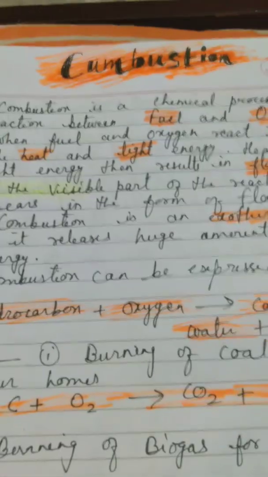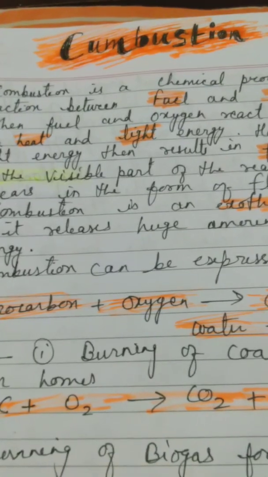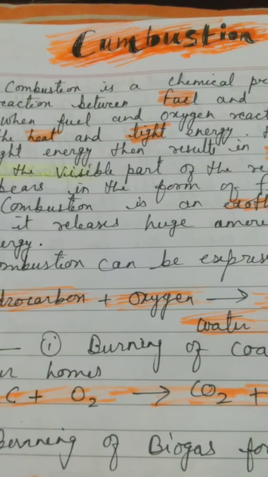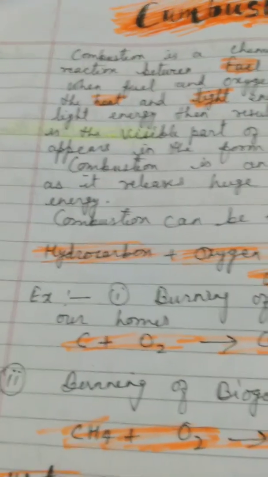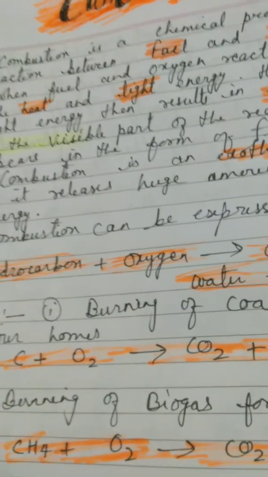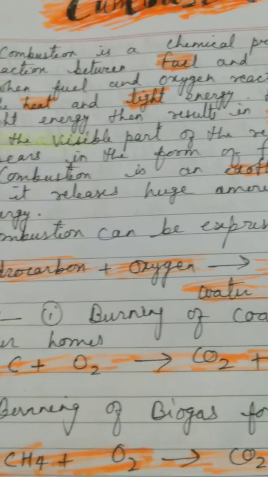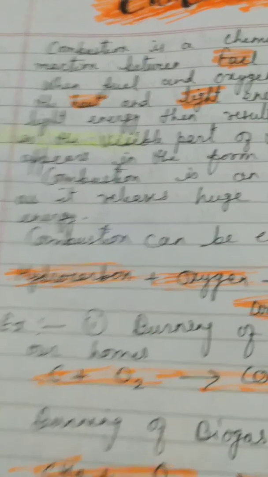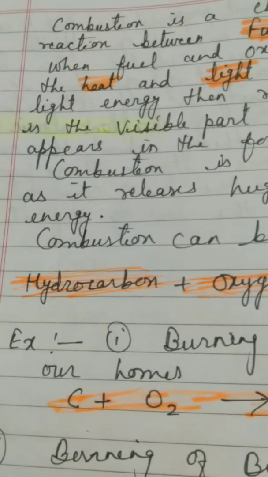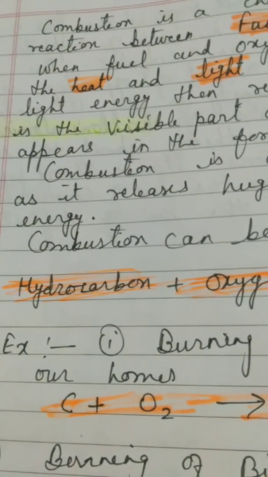Now try to understand: when I say that combustion is a chemical change, we always represent a chemical change in the form of a chemical reaction. So here also we can represent it in the form of a chemical reaction easily. Like you can see here, hydrocarbon. What is hydrocarbon?